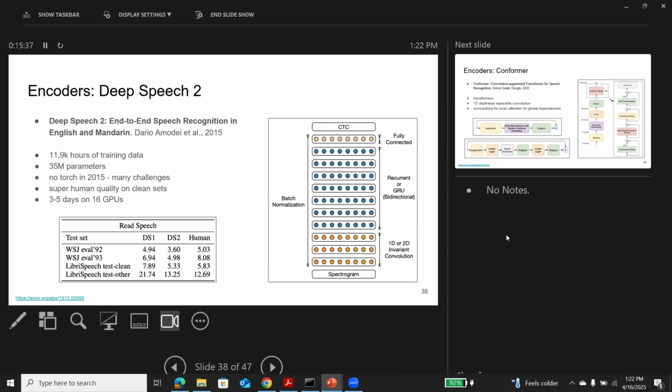Here's the model, which is called Deep Speech, the first deep learning model for speech recognition. And it was trained on this connectionist temporal classification loss. The input features were raw spectrograms, and here we just had recurrent neural networks. And this is 2015.